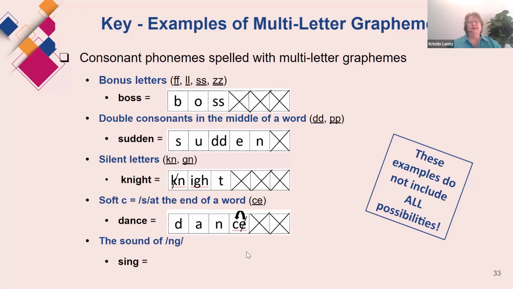Another example may be the soft C or soft G. For example, the letters C and G are softened whenever they immediately come before the letters E, I, and Y.